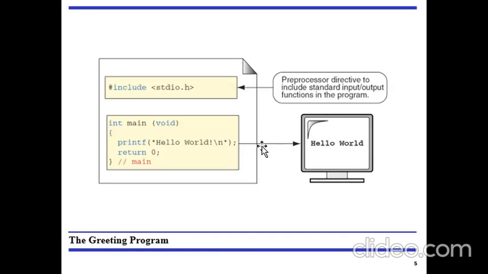Here is an example, a simple program to print hello world. The header file stdio.h is the preprocessor directive. Here printf means print the value on the screen.